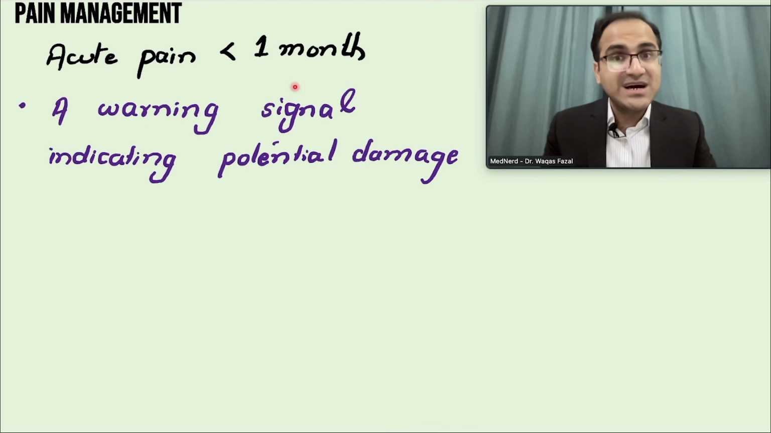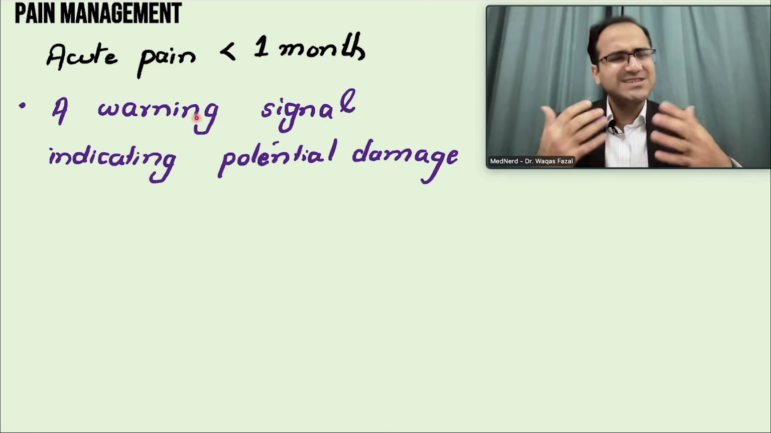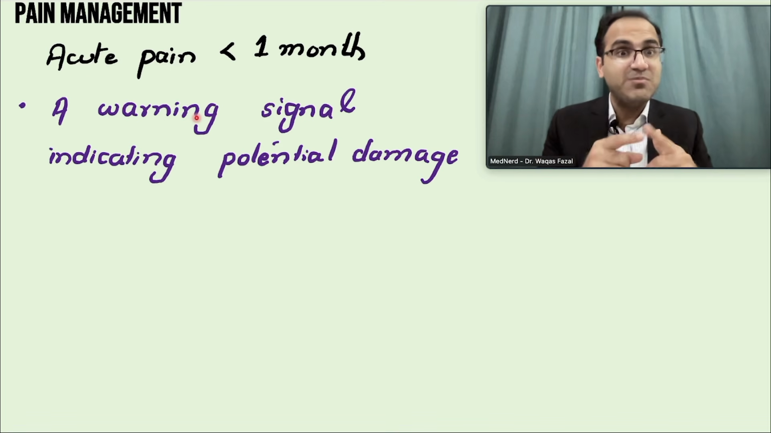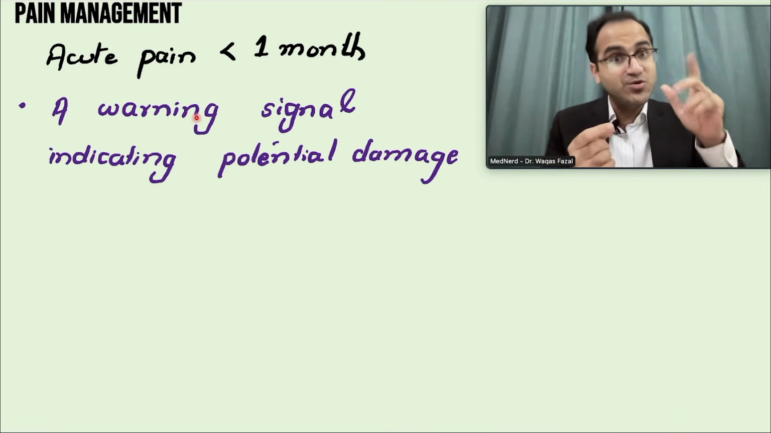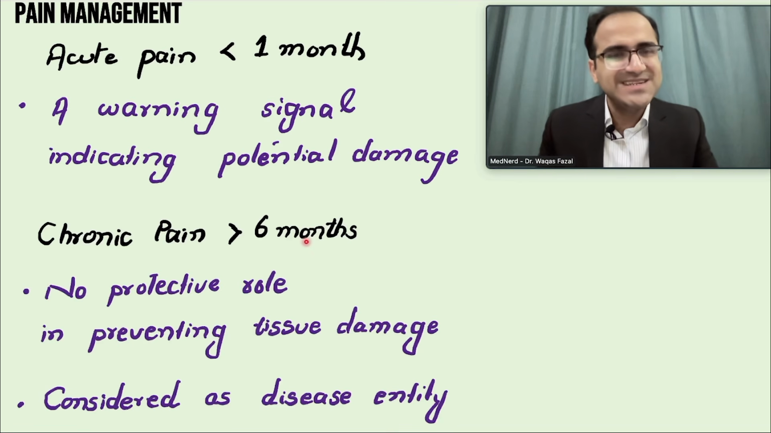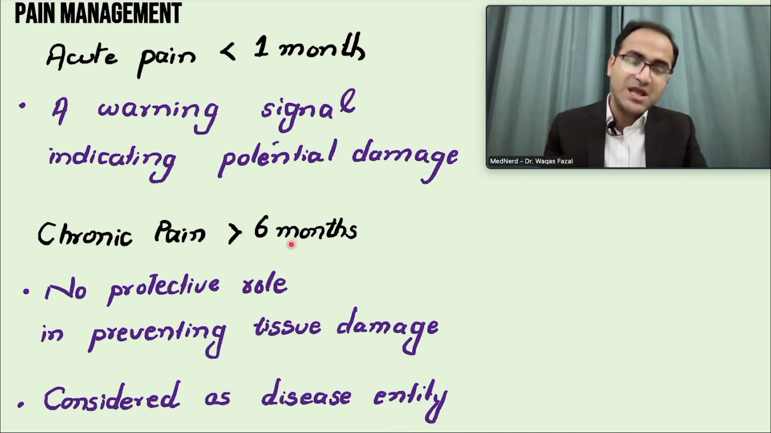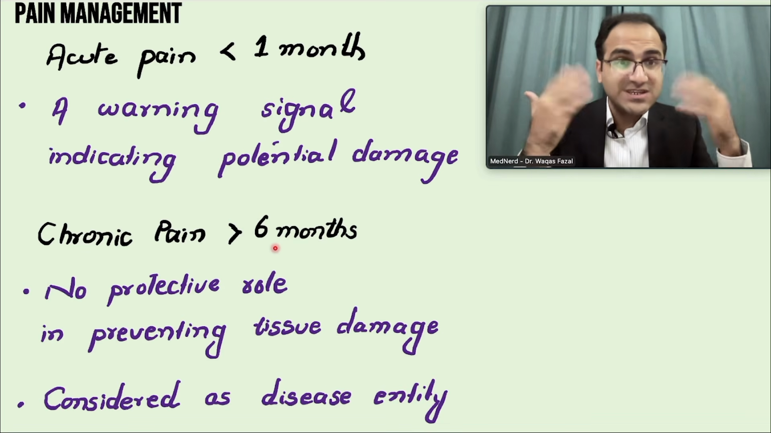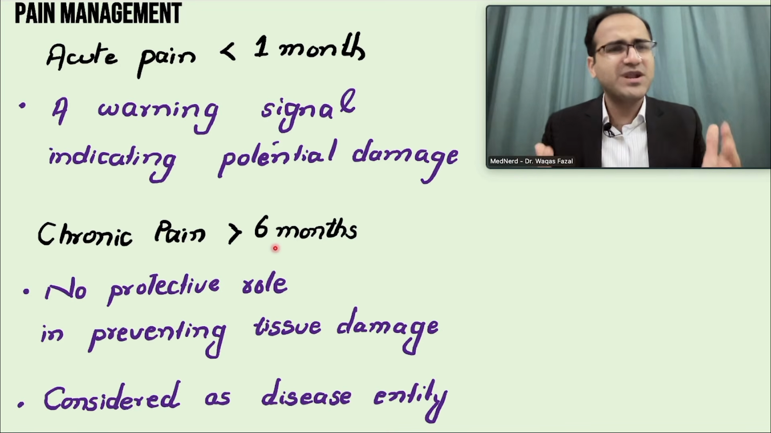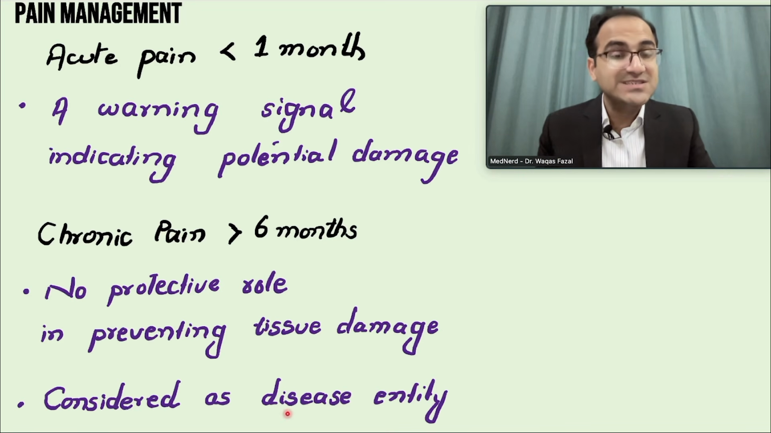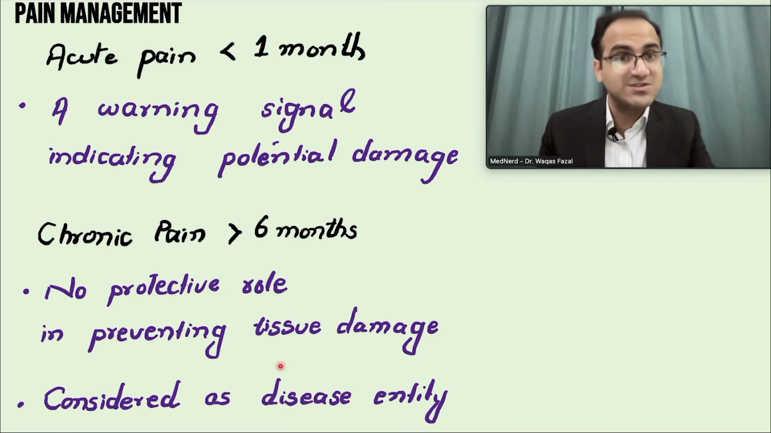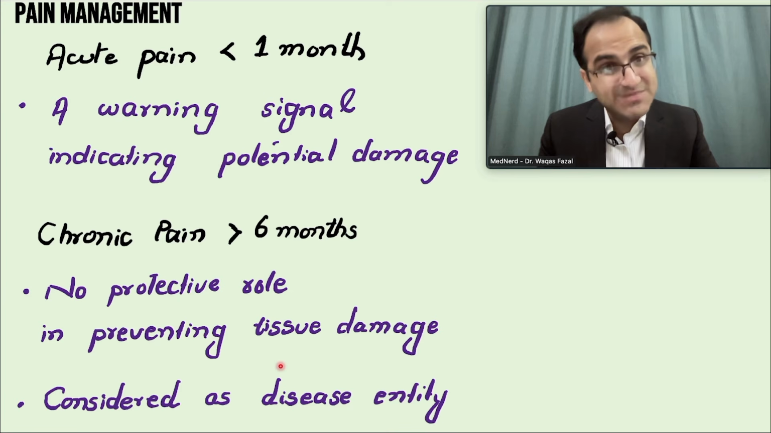Acute pain is pain that lasts less than 1 month. Remember, acute pain is actually a warning signal. It is a protective mechanism, because there is potential damage going on, and that pain tells the body that there is some damage and you need to protect that body part. But chronic pain that lasts greater than 6 months has no protective role. It results in complications and must be treated. It is considered a disease entity, and it leads to many other problems, especially psychological depression and emotional damage.